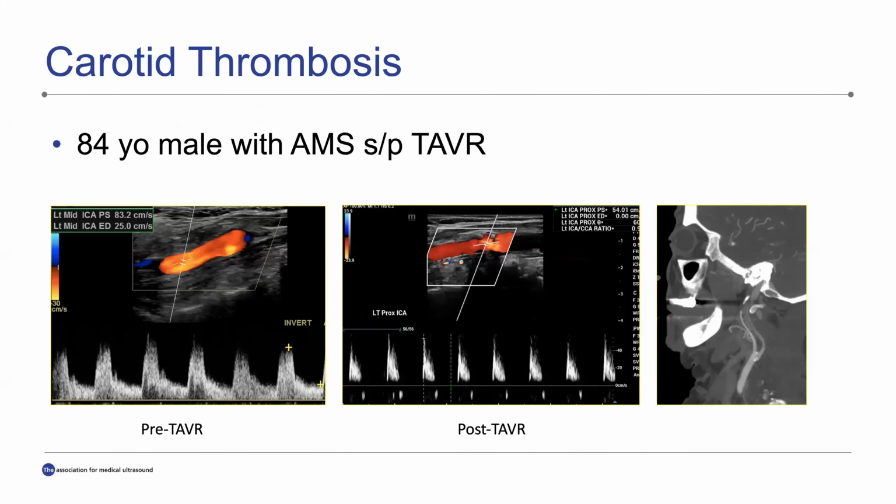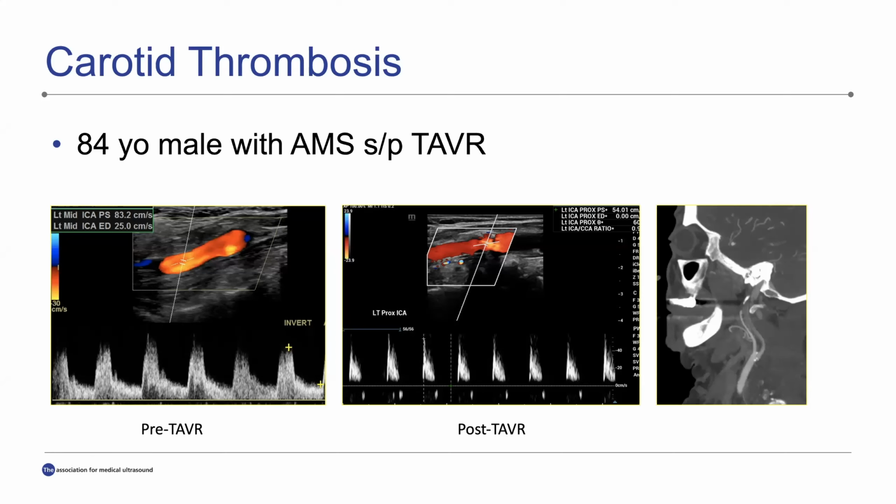All right, so we were showing this case of an 84-year-old male who presented with altered mental status following a TAVR. And the pre-TAVR carotid duplex showed a widely patent internal carotid artery and a normal waveform with a normal peak systolic velocity and normal diastolic flow, which we would expect to see because the brain demands continuous forward flow throughout systole and diastole. Following the TAVR, patient developed altered mental status.